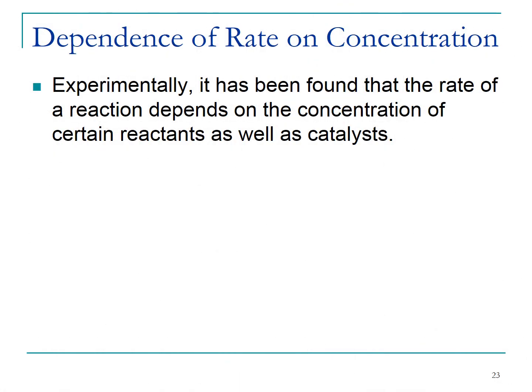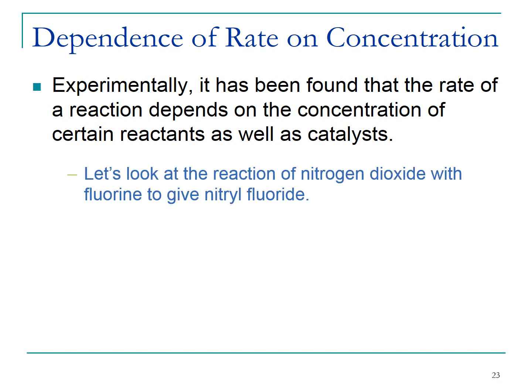All right, now in this section of the lecture, we're going to talk about the dependence of rate on concentration and how we can represent that mathematically. So again, we know it's found that the rate of reaction depends on the concentration of the reactants. It might depend on the catalyst and things like that. But again, what we want is a mathematical expression to help us explain the rate of a reaction so we can use it later on.